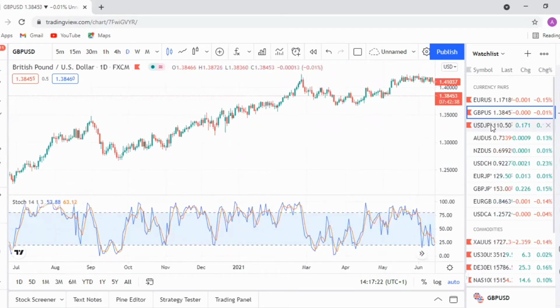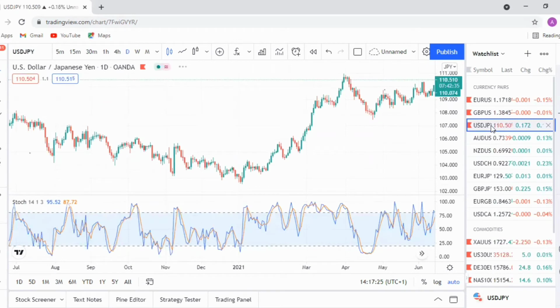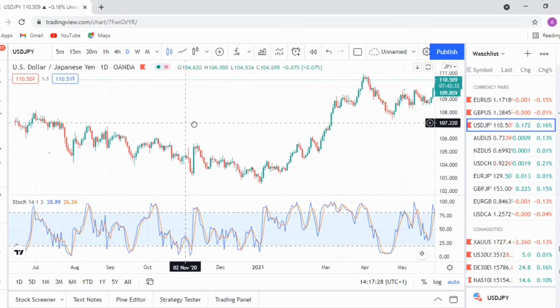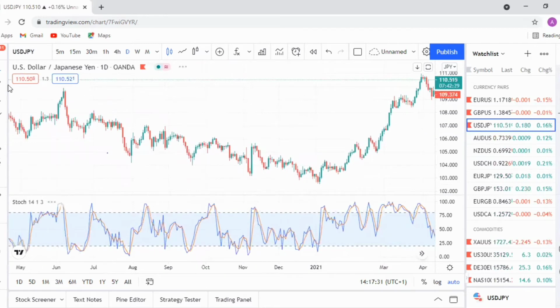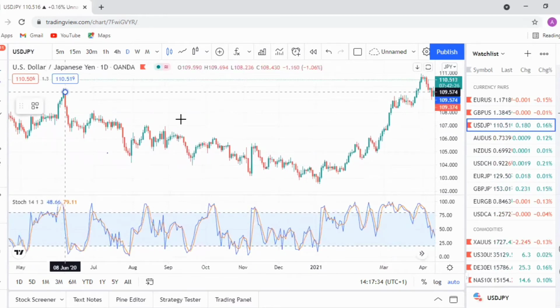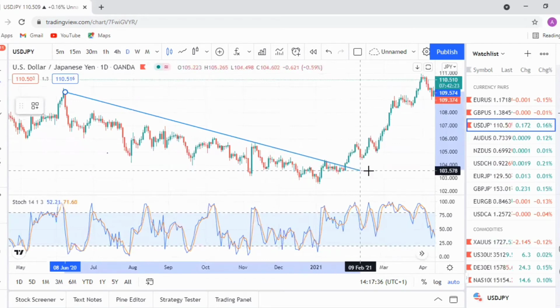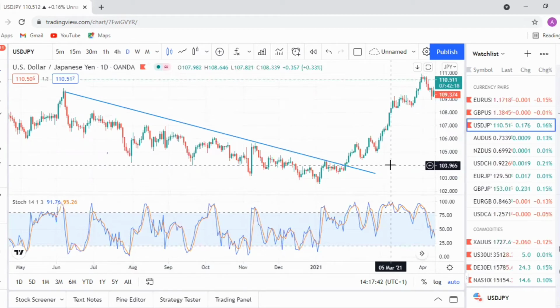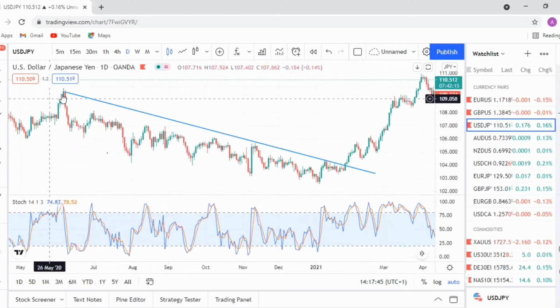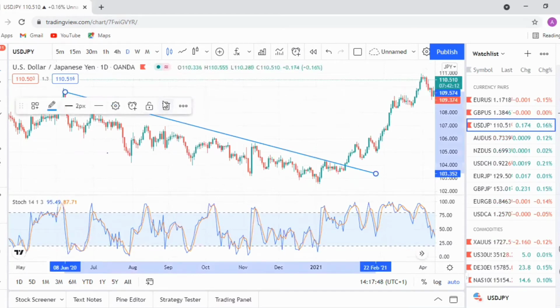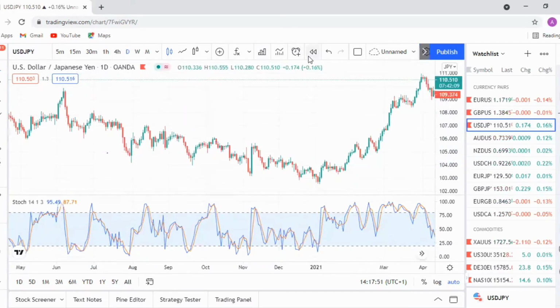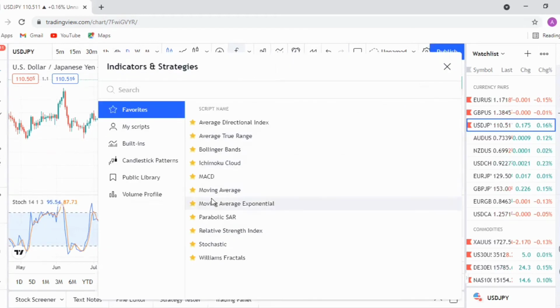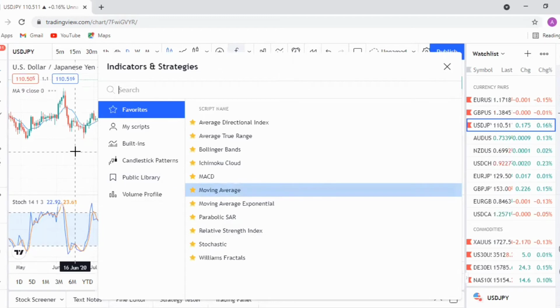Now let me look for a downtrend, and then see how we can approach it in the downtrend. Okay, so the market was selling here. Or let me use the moving average alongside. So this is combining two indicators. Let me use the moving average.